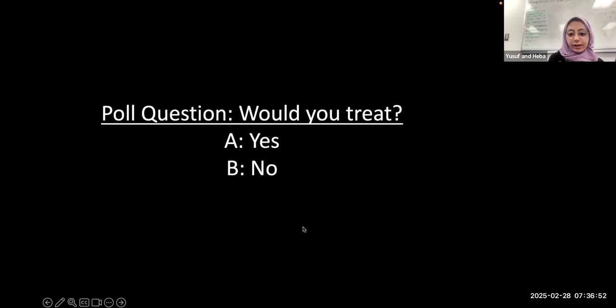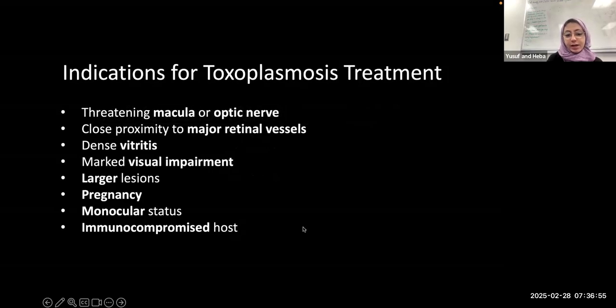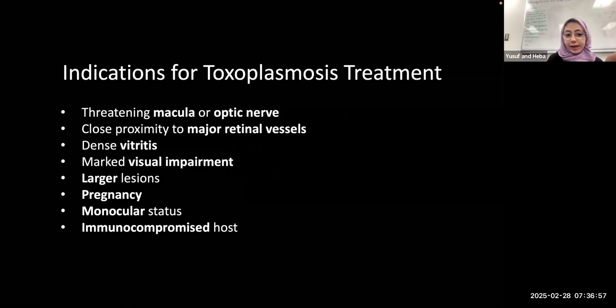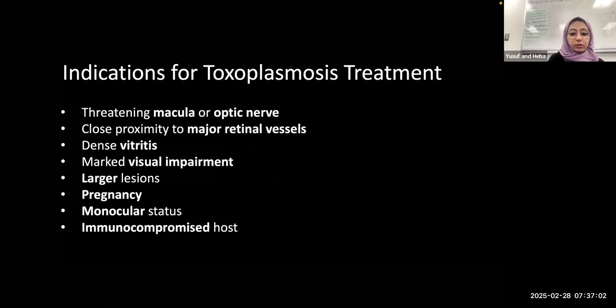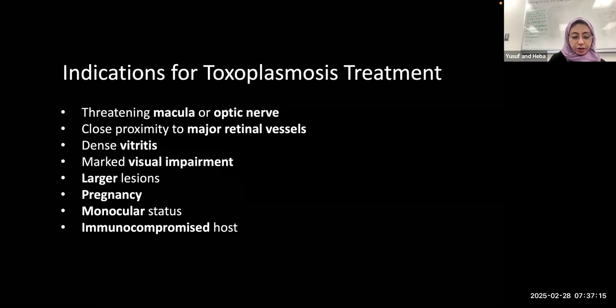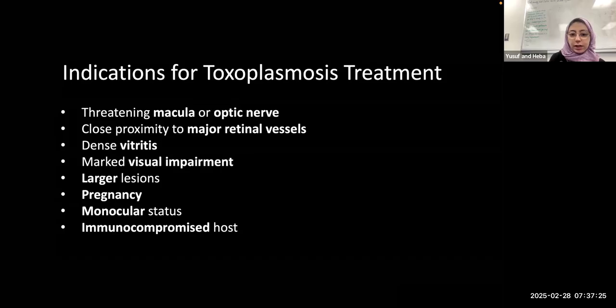So just going over the treatment criteria or indications for treatment. Anything near the optic nerve or macula that would be threatening the vision, close proximity to the major retinal vessels, which did not apply to our case. Dense vitritis, no, the patient just had like 1+. And marked visual impairment, the patient had 20/20 vision. It wasn't a very large lesion. The patient was a male, wasn't pregnant. The patient wasn't monocular and was not immunocompromised. So based on the indications for treatment, the patient didn't fit any criteria for treatment.